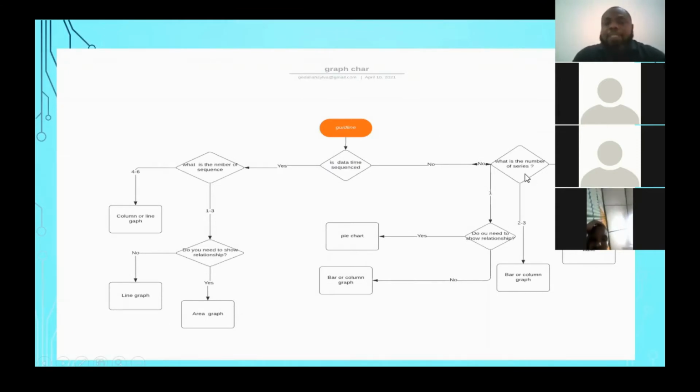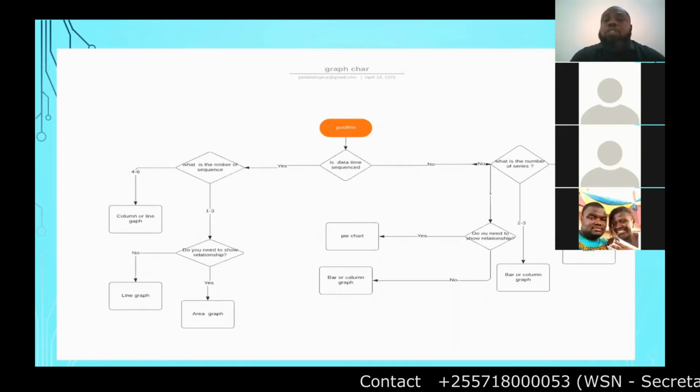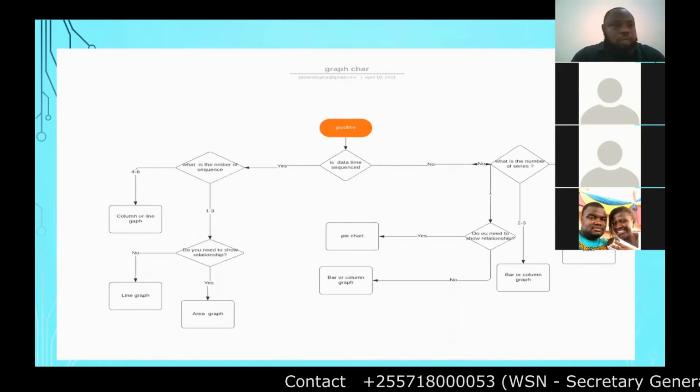But if the data is a series and you have about 2 to 3 series, the most appropriate graph to consider is the bar or the column graph. And if the data series is between 4 and 6, the best way to report such data is using a table.